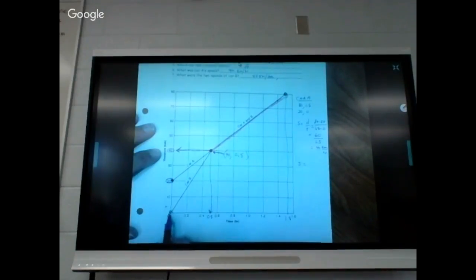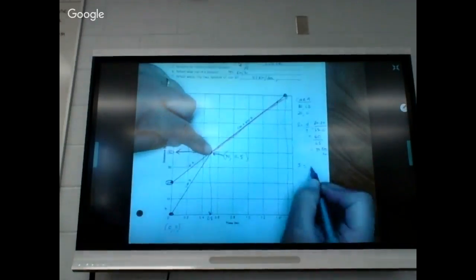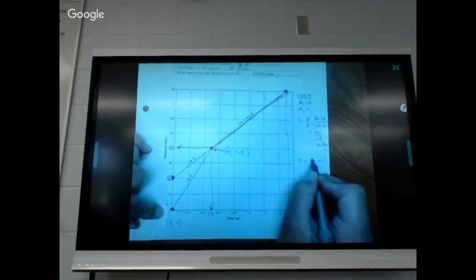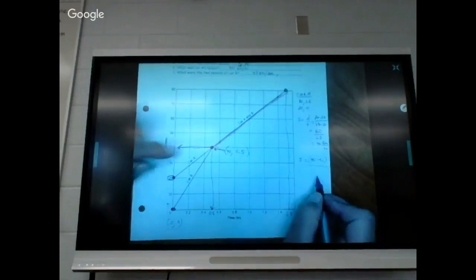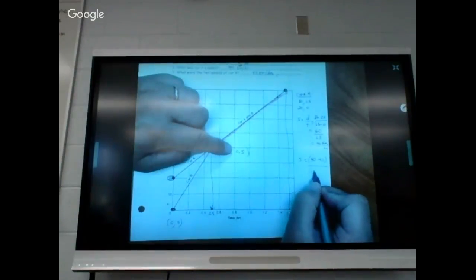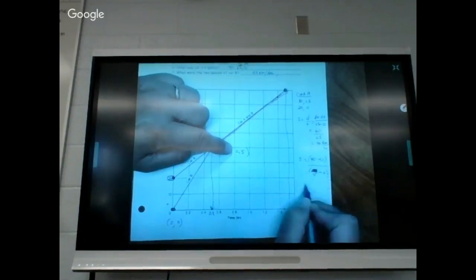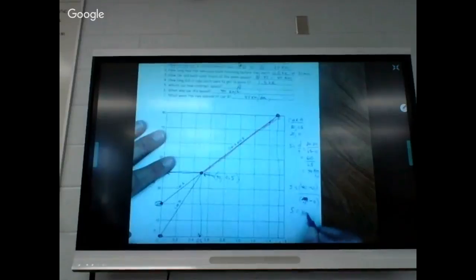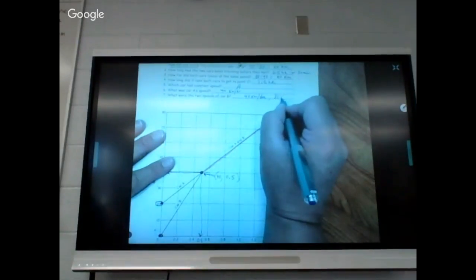All right. What's this point right here? 0 and 0. All right. So, what's my distance? 40 subtract 0, over what's my time? 0.5 subtract 0. Whoops, I wrote it wrong. So, what do I get when I divide? 80. I got 80. So there's my other speed.